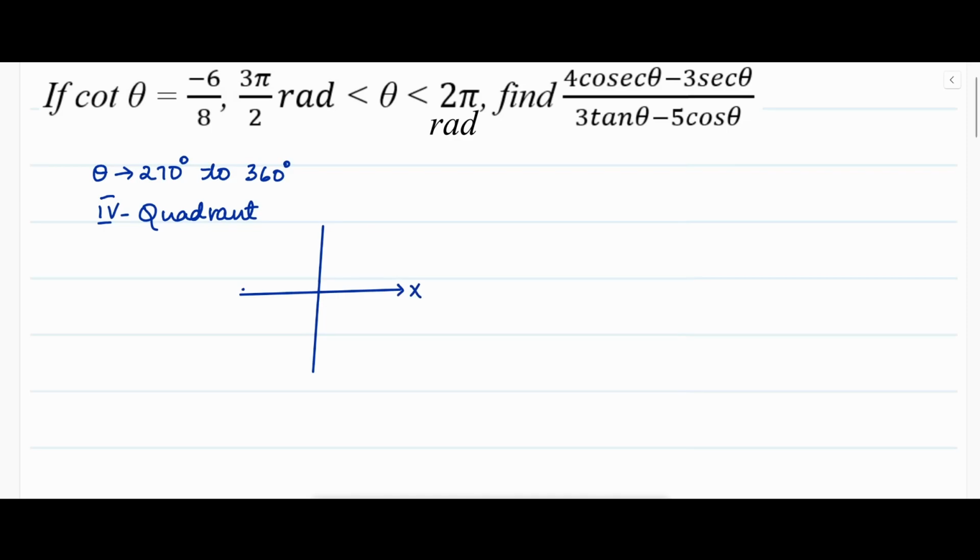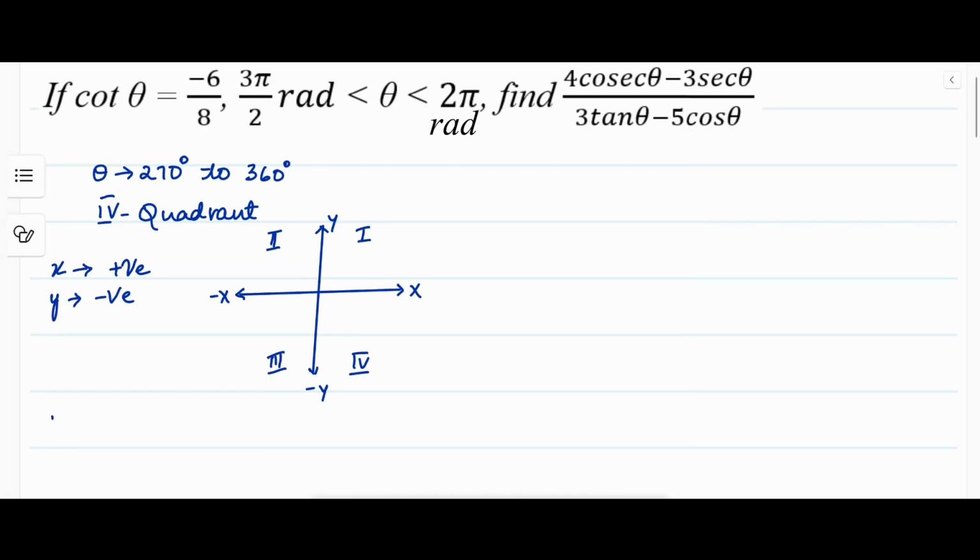This is our positive x-axis, this is our negative x-axis, this is our positive y-axis, and this is our negative y-axis. This is first quadrant, second quadrant, third quadrant, and fourth quadrant. The fourth quadrant has positive x-axis and negative y-axis. Therefore, we will have x coordinate to be positive and y coordinate to be negative.